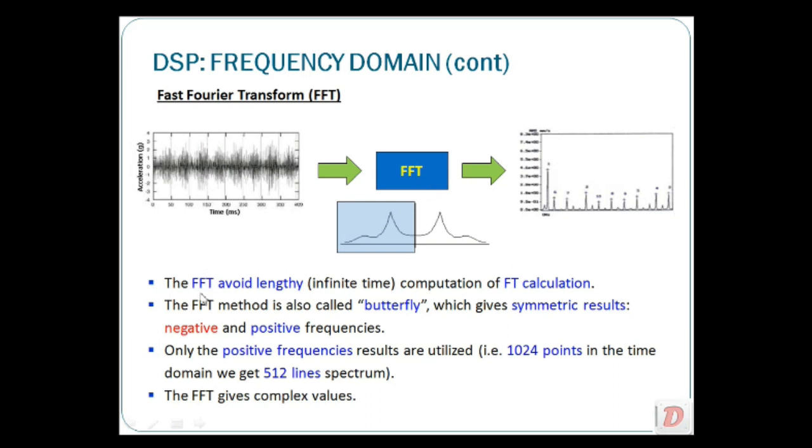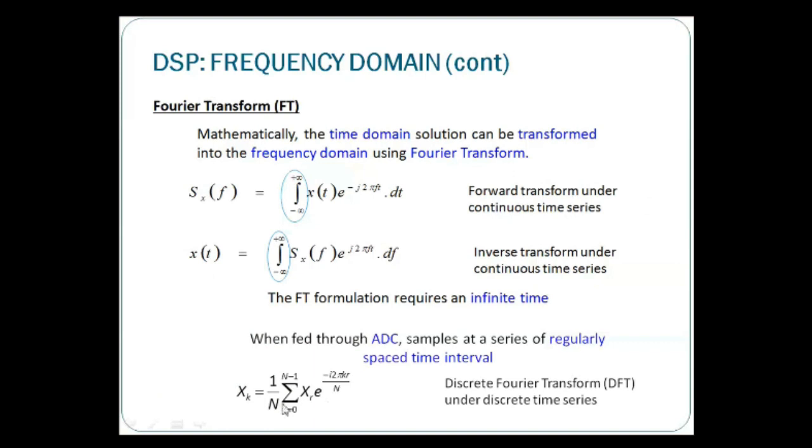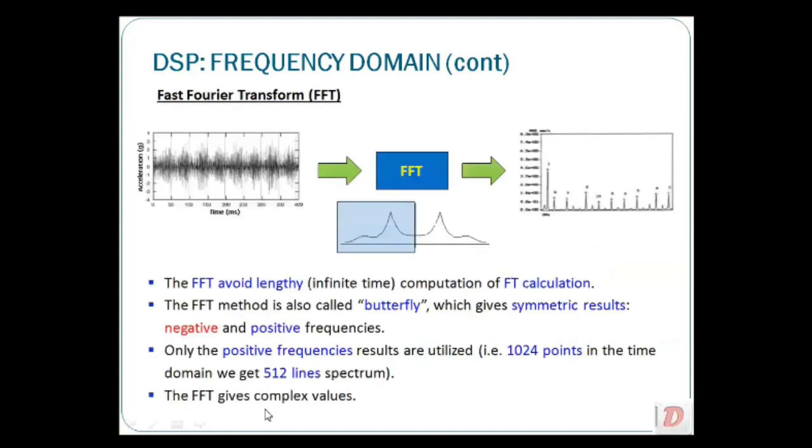So if it is a discrete signal, then it has to be a finite length, or finite-time computation, of the Fourier transform calculation. With the FFT, you don't go for a full continuous signal or infinite length. It has to be a length of signal that we want to analyze or convert to the frequency domain. That is why in the algorithm you have seen here, N is the number of samples that we want to convert.